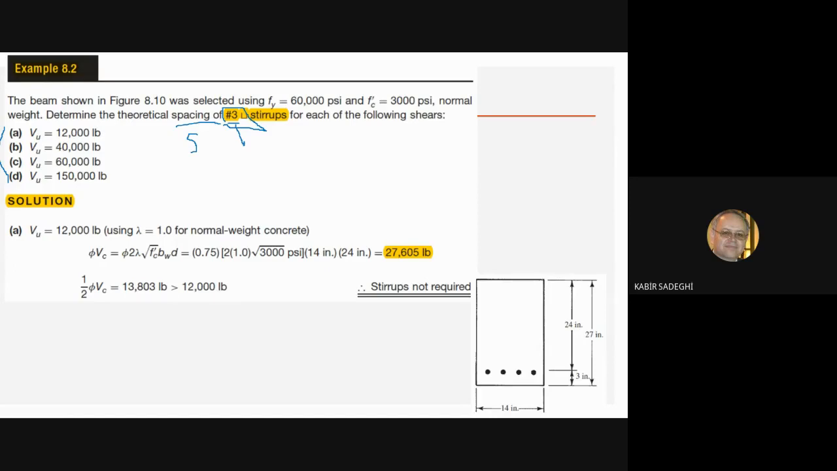Now let's start with case A, in which the ultimate shear force is given as 12,000 pounds or 12 kips. Therefore, for the solution for case A, VU is given, lambda is 1, because we have normal weight concrete. We calculate the capacity of concrete for shear force. The formula was given, we apply the values, phi is 0.75.